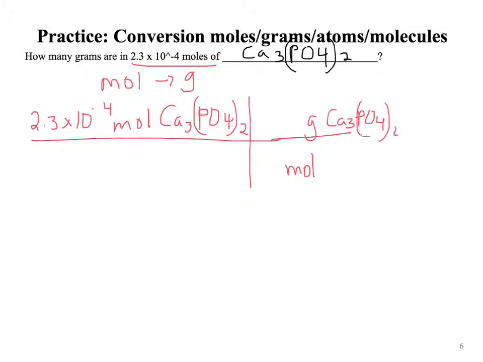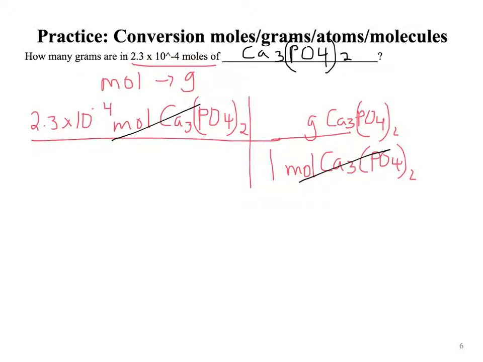Right? It's all about canceling out units. And always label. So my moles would cancel out. Now, we know that in every 1 mole of calcium phosphate, how many grams are there? So I need to figure out the molar mass of calcium phosphate.